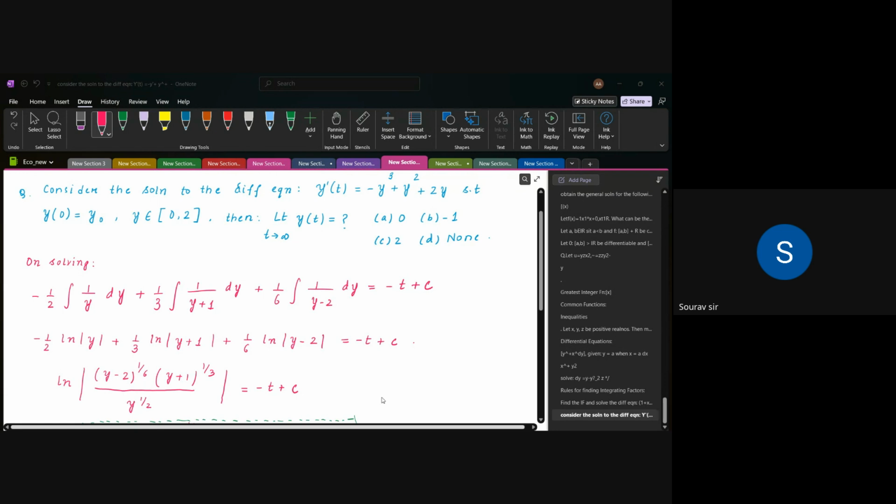Yes, can anyone take a guess? So which option is matching? C. C. C. Why not B? Because, sir, of the defined range on y.